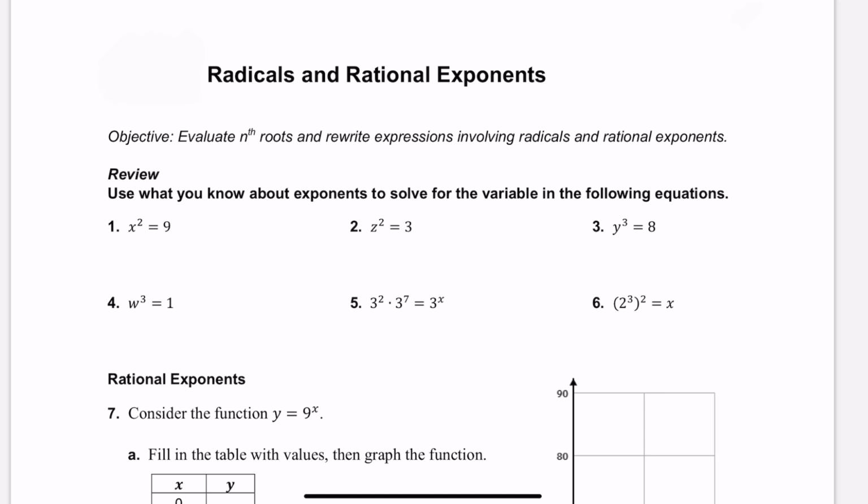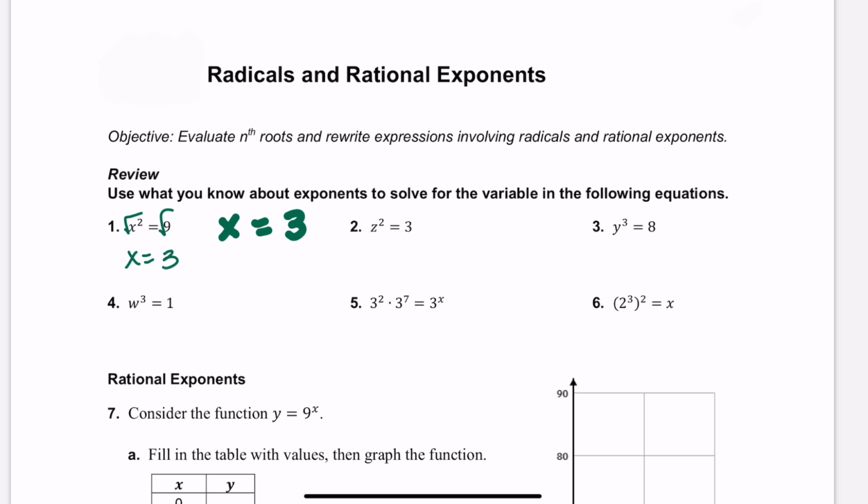We have x squared equals 9. So we're thinking what number times by itself equals 9. And our x is going to equal 3. Now, one way you can think about this is the opposite of squared is the square root. And so the square root of 9 is 3, so x is going to equal 3.